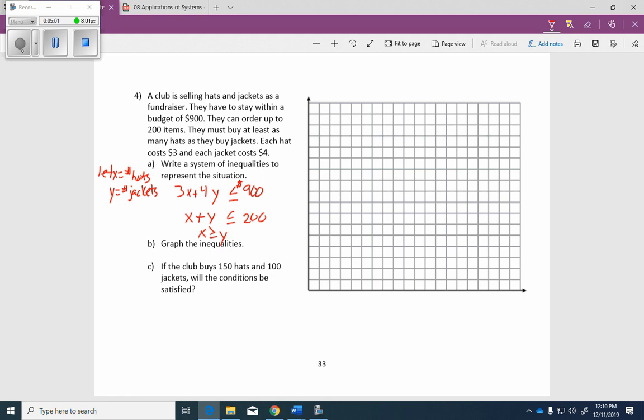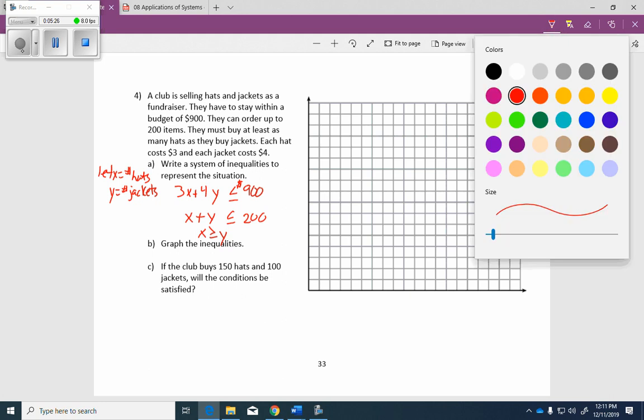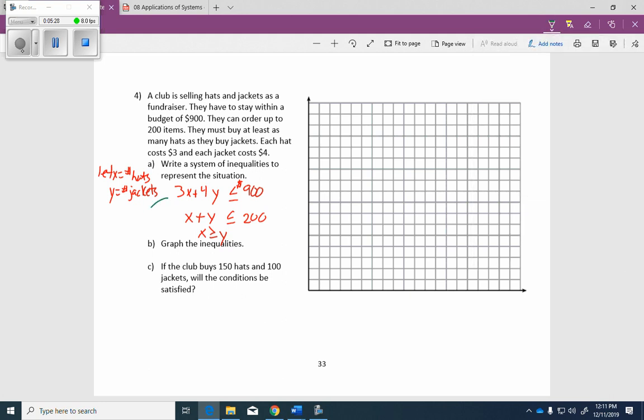Now I have to graph this. So this is the parent graph. It's the diagonal line that goes up 1 over 1. The second equation has intercepts at 200, so I'm definitely going to have to pick a scale that can get to 200. And then the first one, I'm going to solve it for y.